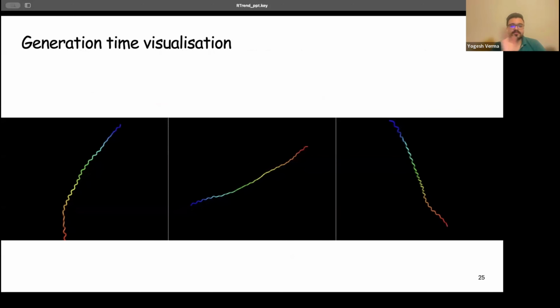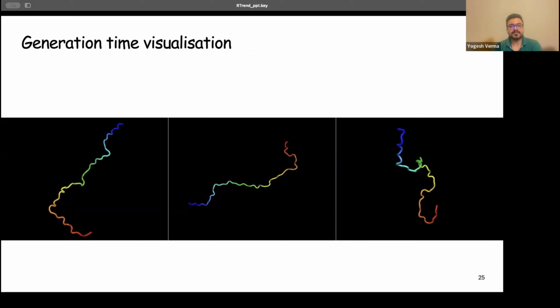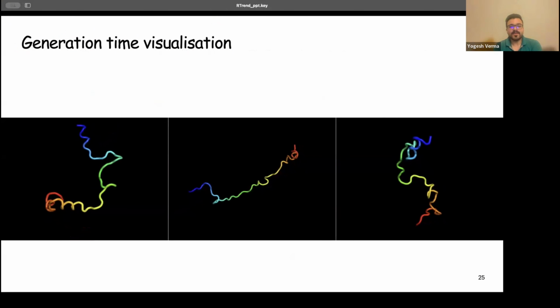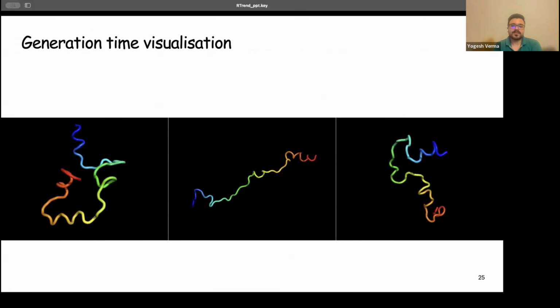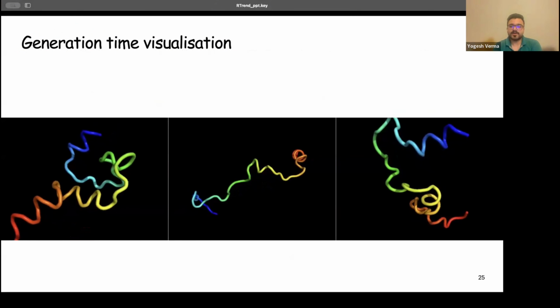So finally, these are some visualizations of how it actually looks in practice, of the inference trajectory, of how the protein starts from a linear chain and folds into a certain protein structure generated by the model.